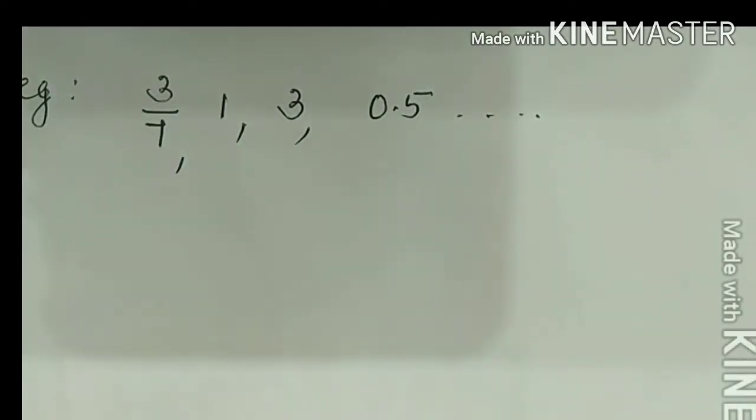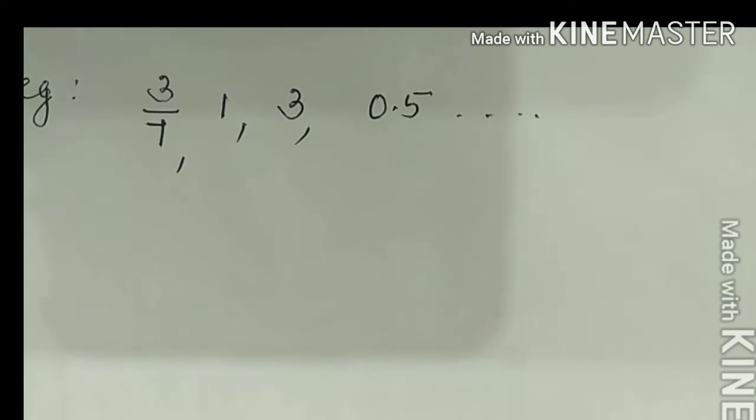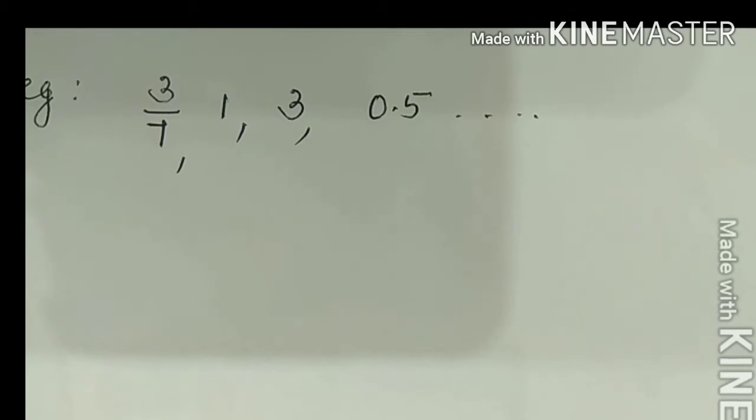Now let's see some examples of rational numbers. Let's see the first number, 3 by 7. Let's check whether 3 by 7 is a rational number or not. Let's see the definition of a rational number. It should have a numerator, it should have a denominator, and both should be integers. And the denominator should not be equal to 0.